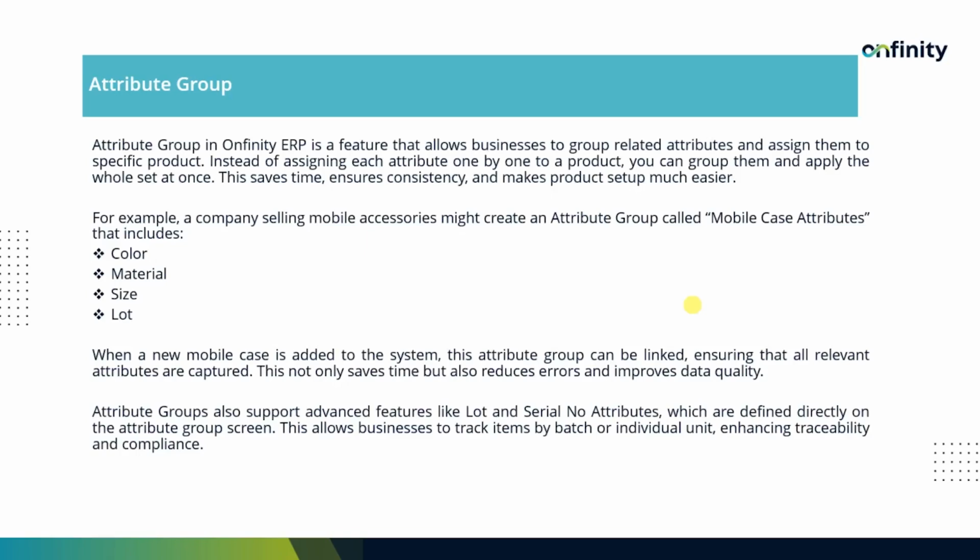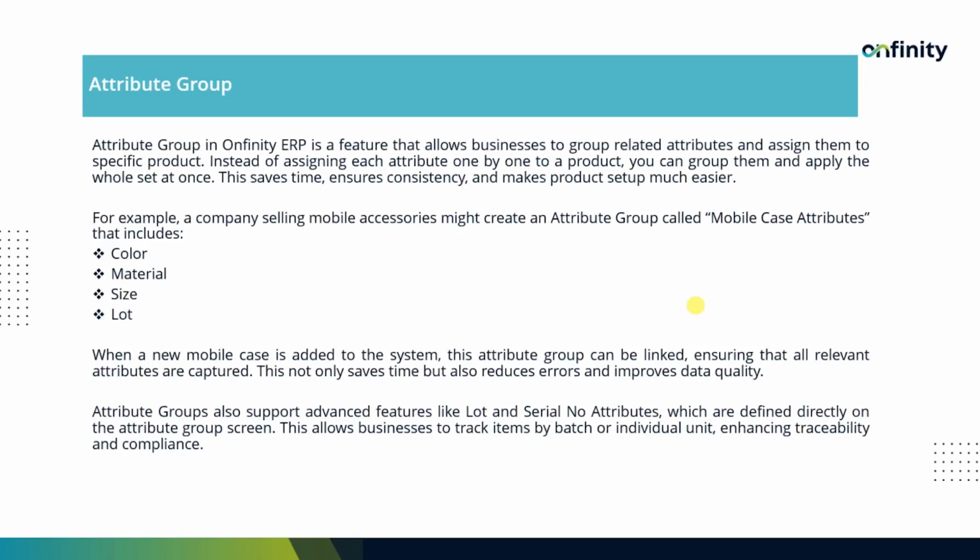For example, a company selling mobile accessories might create an attribute group called Mobile Case Attributes that includes color, material, and size. When a new mobile case is added to the system, this attribute group can be linked, ensuring that all relevant attributes are captured. This not only saves time, but also reduces errors and improves data quality.